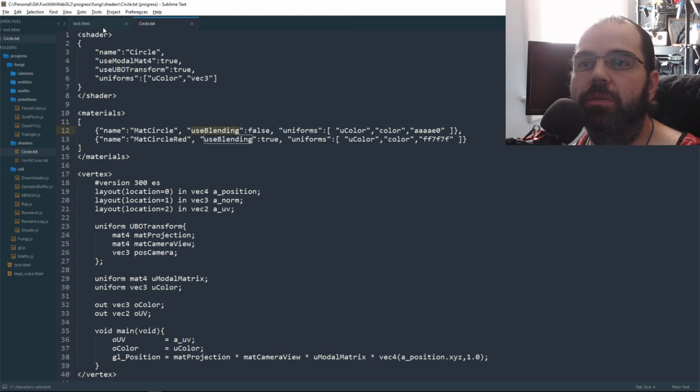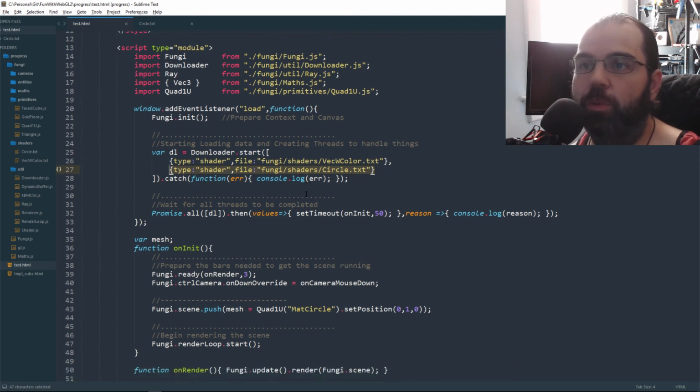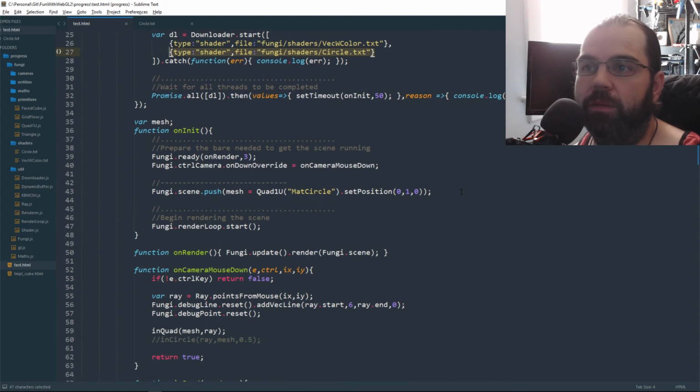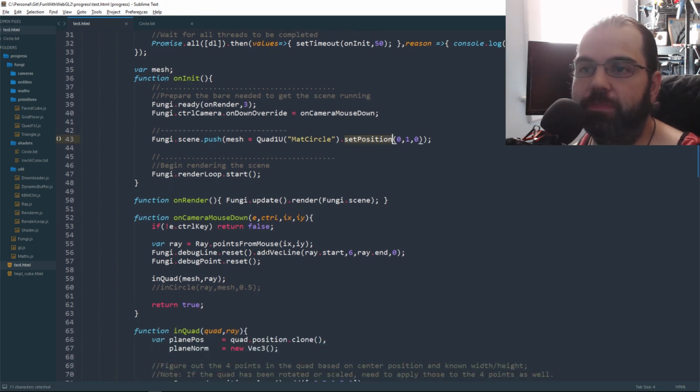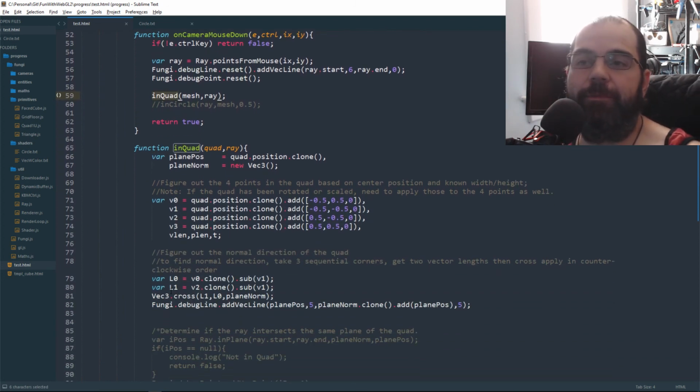Let's see. So now that we look at that, we're going to bring in our shader. Now you can kind of see that we can bring in multiple shaders whenever we want. And we are creating our quad, passing in our shader, and moving it to a separate position. And on our camera mouse down, we just grab our points, draw the line, and call our function in quad.